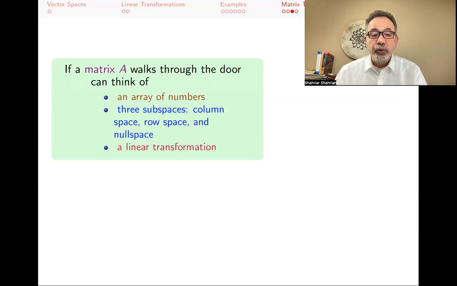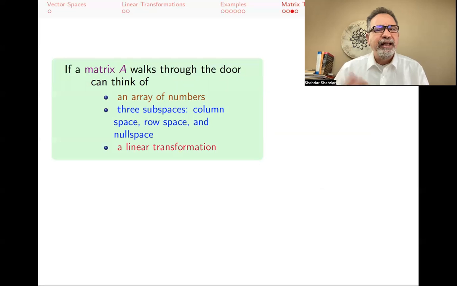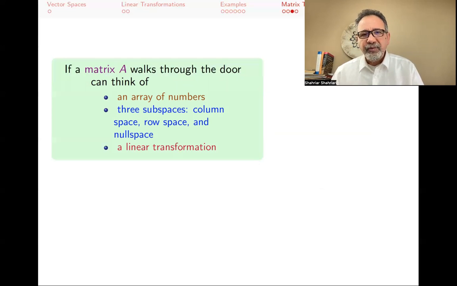But now we have a new way of thinking about it, which is that we can think of this matrix as a function, and not just any function, but a linear transformation. And this gives us a different set of imagery. So when you think of a function, a linear transformation, you can ask questions like, is it one-to-one? Is it onto? As a function, does it have an inverse?